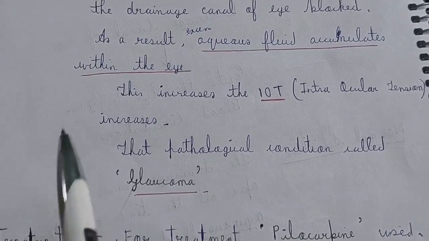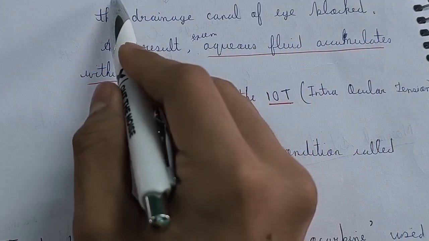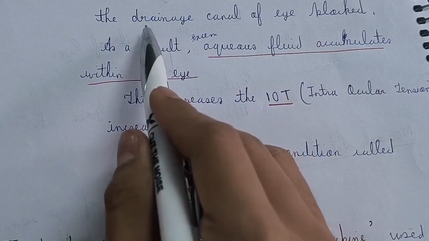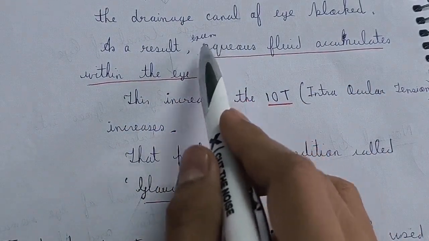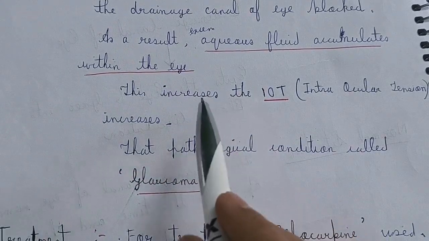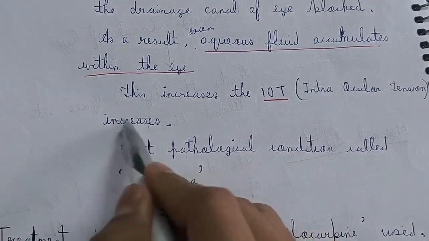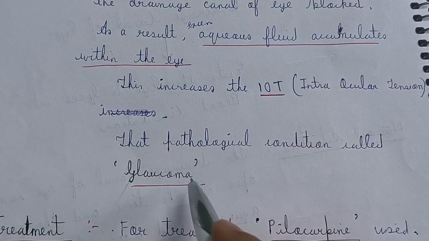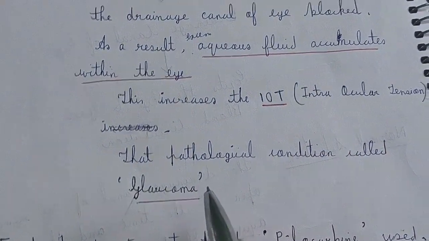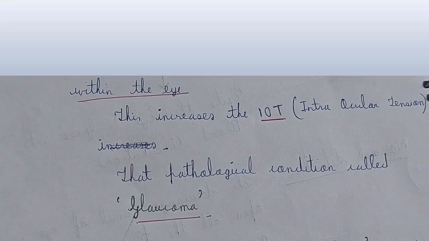So simply, in glaucoma the angle of the eye becomes narrow and the drainage canal of the eye becomes blocked. Due to this, excess aqueous fluid accumulates within the eye, and as a result the intraocular tension or intraocular pressure within the eye increases, and this leads to a pathological condition known as glaucoma. That's all.